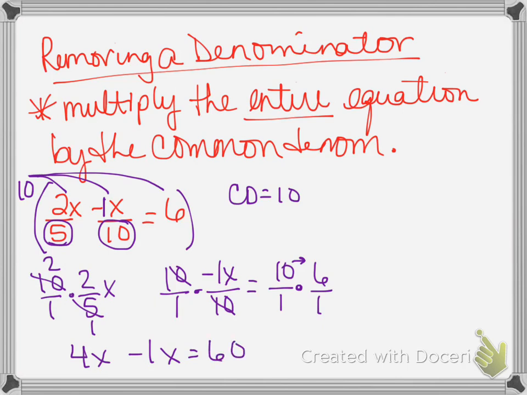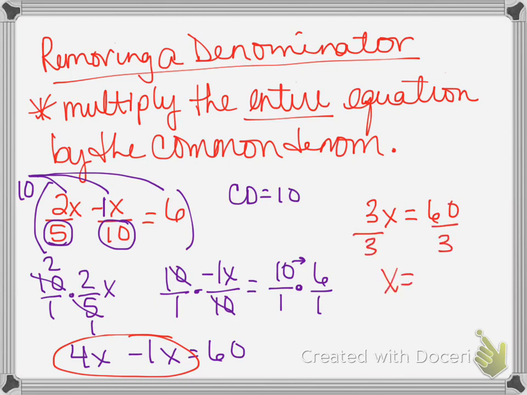Now it looks like what we've done in the past. So I can think about my steps when I solve equations. I can collect like terms. I get 3x equals 60. And now, based on the division property of equality, x is 20. And what that means is I can put 20 in place here and here, solve it, and I will get 6.